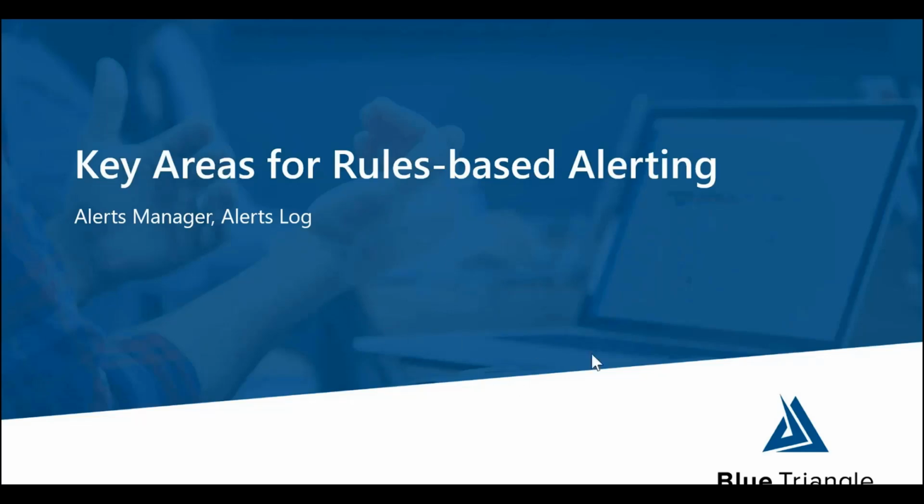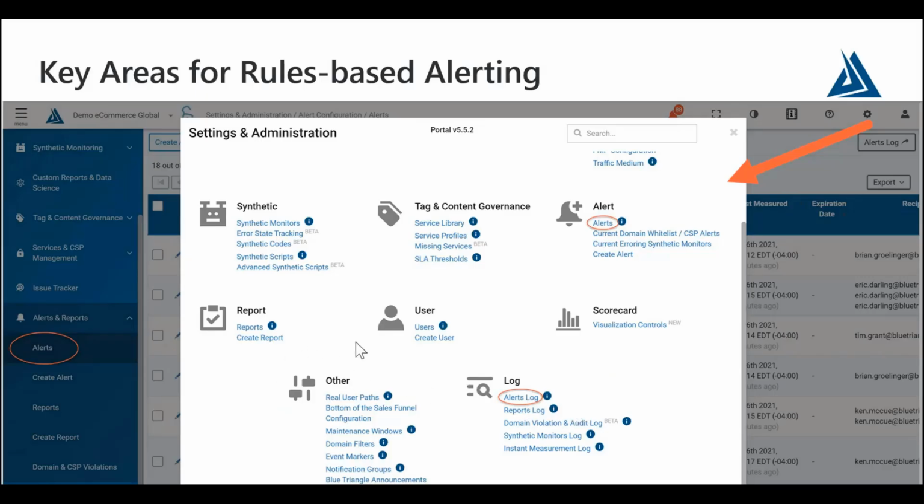Alright, so let's focus in on rules-based alerts, and first thing I'd like to do is just point out some key areas for the rules-based alerting. So I've pulled up a screenshot here of the Blue Triangle portal with the settings menu pulled down, and you can access that menu by clicking the gear icon up here in the top right. Now there's going to be a section for alerts, and this is the main area that you're going to go to for your rules-based alerts. You can get to the same page over here in the navigation menu, if you scroll down to alerts and reports and just click on that first option there for alerts. Those two take you to the same page.